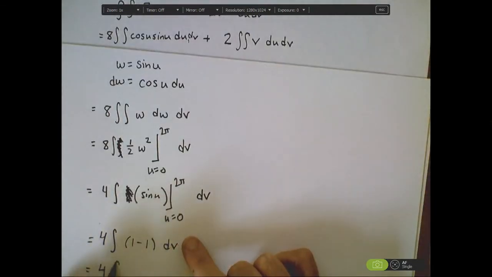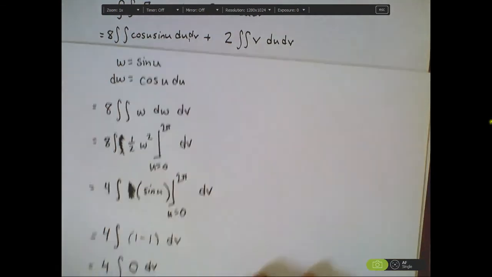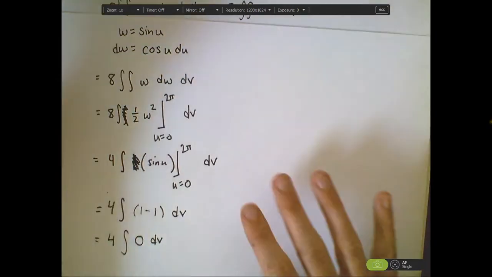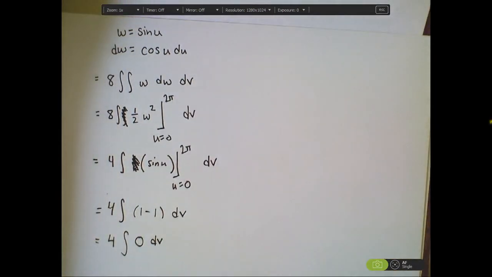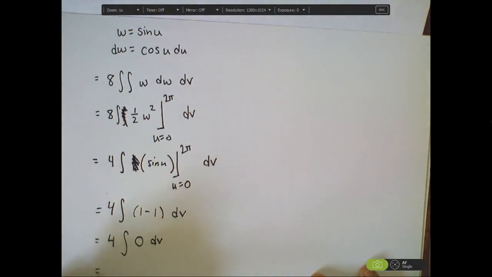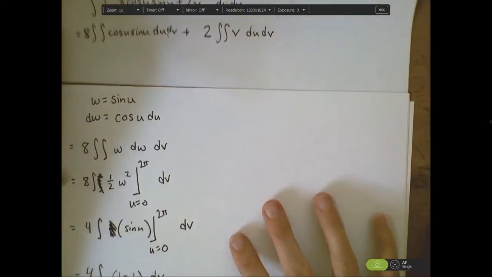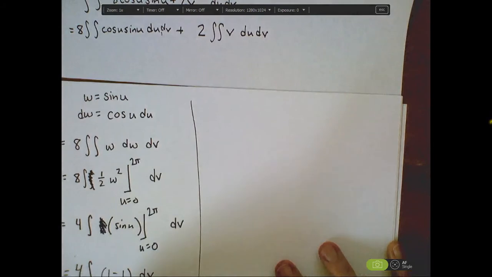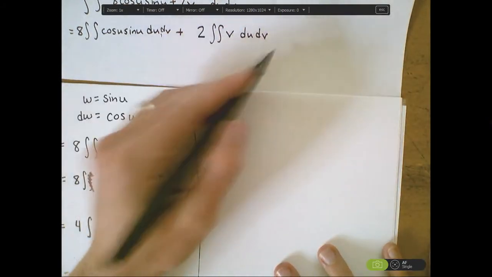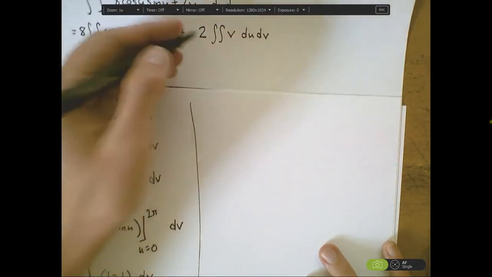So this is 4 times the integral of 0 dv. Uh-oh. So it means that this whole first integral, all of the work that we did, what's the integral of 0? So now we're just left with 0 for this first integral, right? Because the integral of 0 is 0, and that's all very unsatisfying. But notice that that's only one part of this summation. So let's do the second integral piece, the second term.